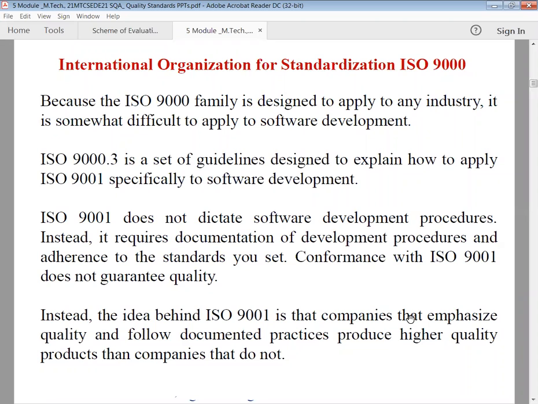Conformance with ISO 9001 does not guarantee quality. So if you are certified in 9001, it means they are following the standards, but it will not guarantee that once it is certified, it's fully qualitative. We can't give the guarantee and assurance. Instead, the idea behind 9001 is that companies that emphasize quality and follow documented practices produce higher quality products than companies that do not. So if they are getting the certification, it means they are following the processes, guidelines, documentation, and other formalities mentioned by ISO 9001. So we may expect some good quality with ISO products compared to the non-certified products.